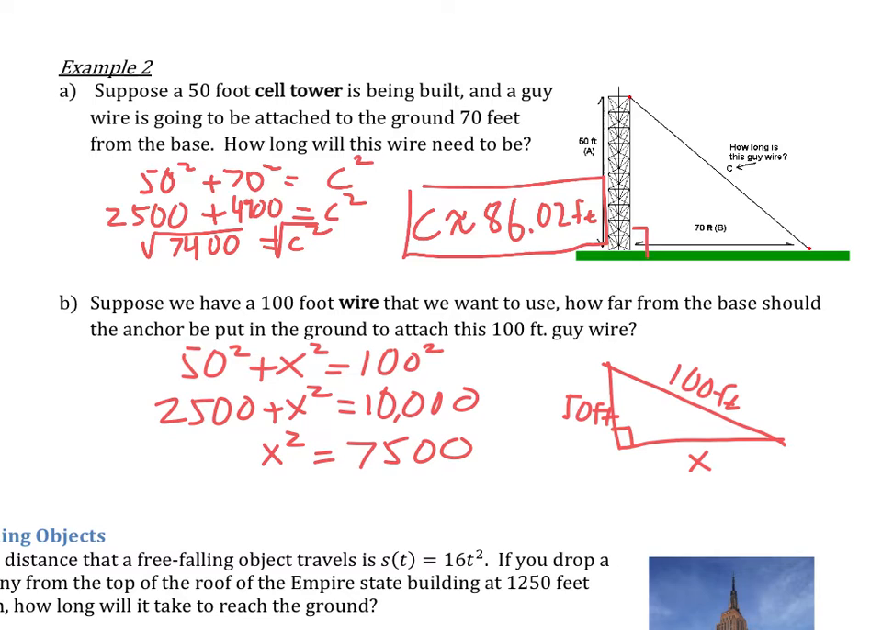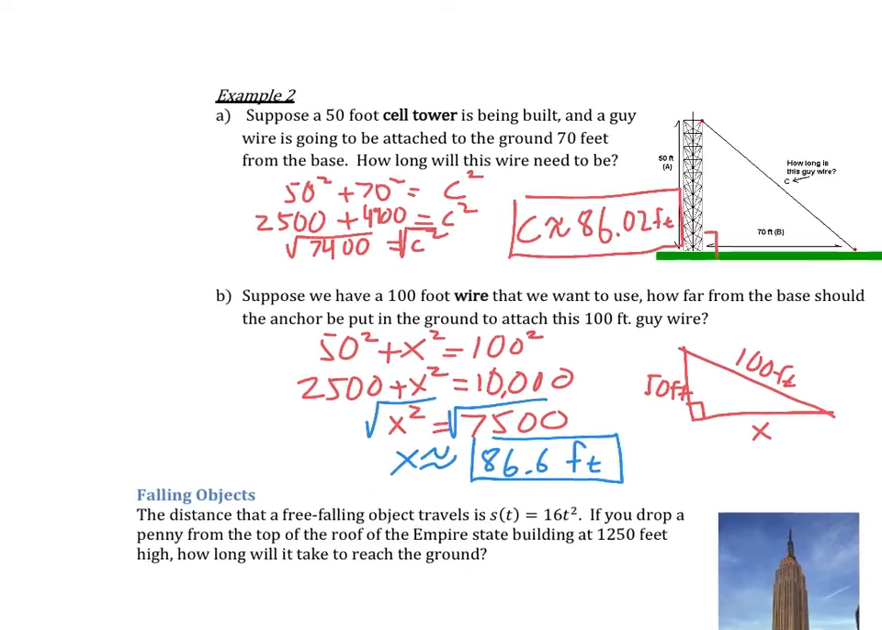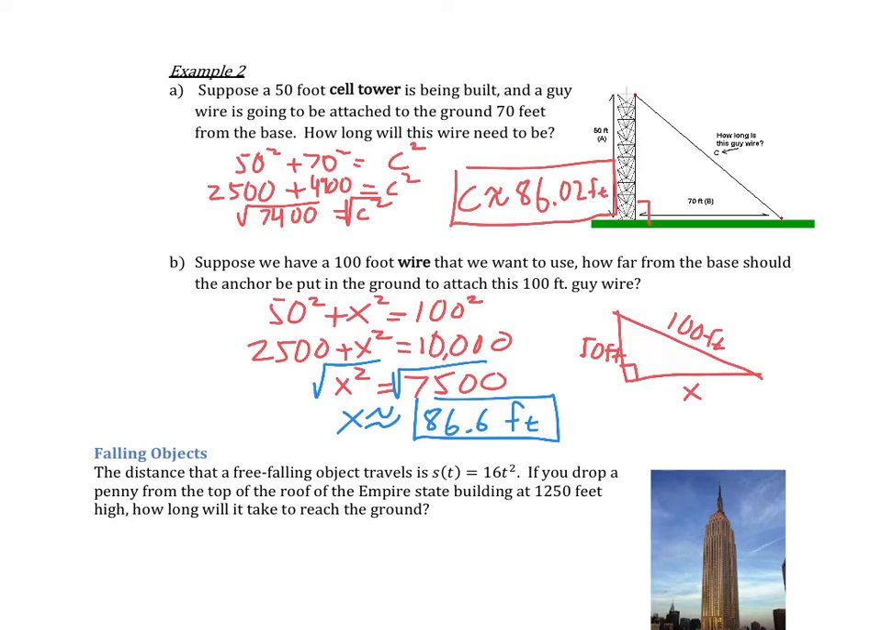7,500. And if we square root it, then we're going to get, this gives us about 86.6 feet. And that's the horizontal distance, not the hypotenuse. That's how the Pythagorean theorem works.